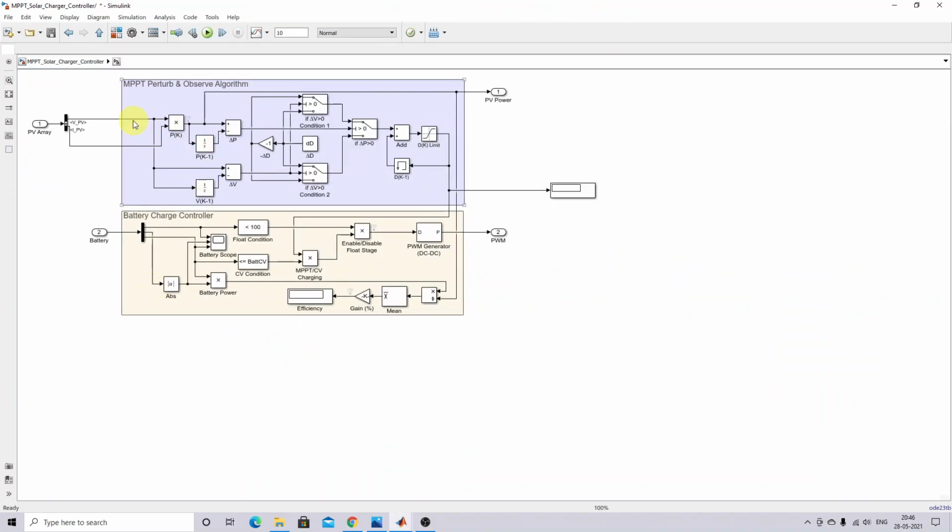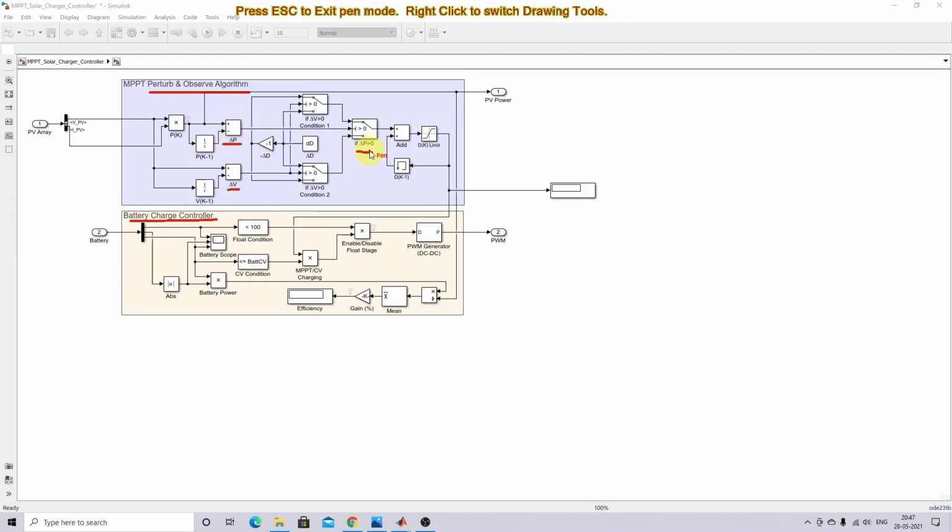solar charger controller. So here we are using the P and O MPPT algorithm, and here we are using a constant voltage charging method. Okay, so this is the schematic block diagram for that P and O. Here we need to measure voltage and current of that PV panel, then calculate power, and then calculate change in power and change in voltage by delaying that power by one sample. Okay, so after that we have to check the change in power.